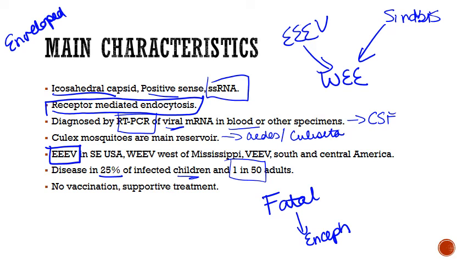EEEV is actually particularly severe in children, where there's a 70% fatality rate. So it's real bad news for children to contract that one. WEE is less severe, and the fatality rates tend to be a little bit lower, more like 10%. Unfortunately, currently there is no vaccine and no supportive treatment for any of these viruses.